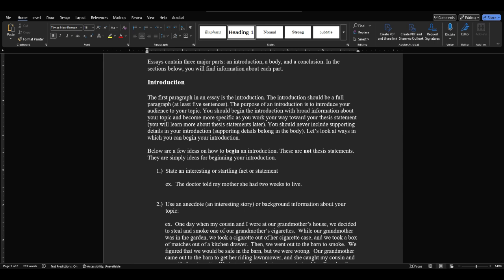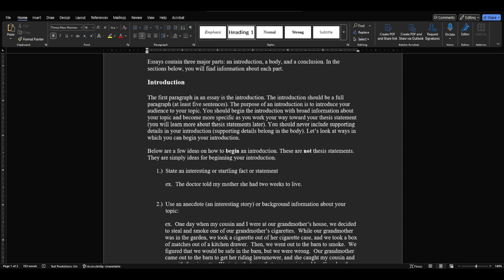When I say paragraph, paragraphs are usually 5 to 7 sentences. An introduction is used to introduce your audience to your topic. This is where you're going to have broad information about your topic and work your way toward a more specific line of thought into your thesis statement.